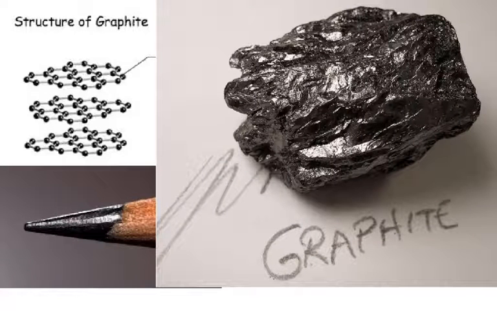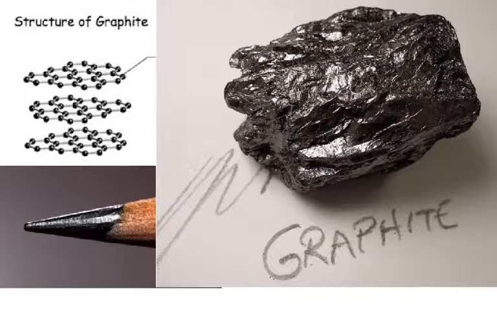Graphite's another very common mineral. Again, you probably have this in your home. You probably have it in your hand right now. The tip of your pencil is actually made of graphite. Graphite is usually black in color with a metallic to dull luster.